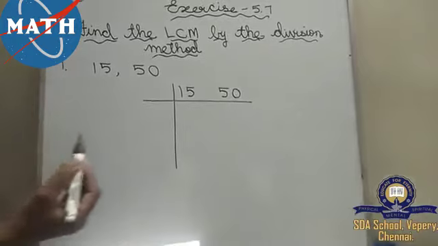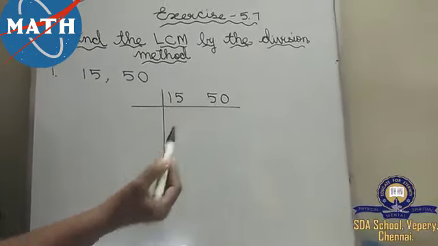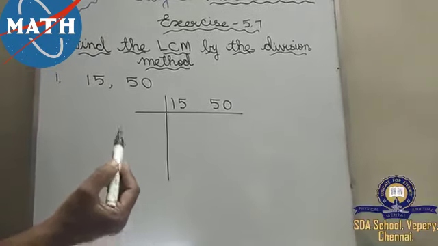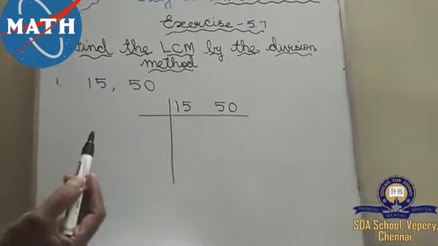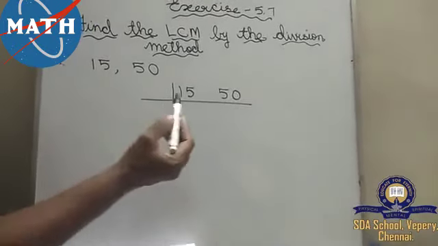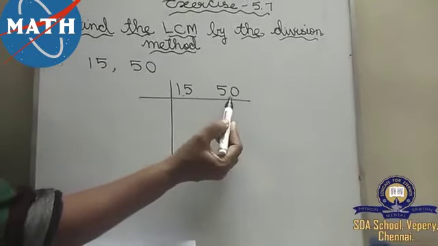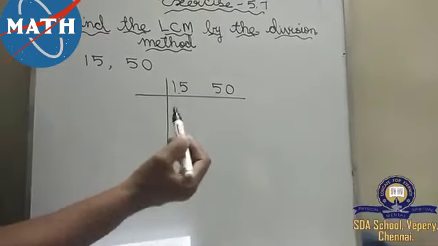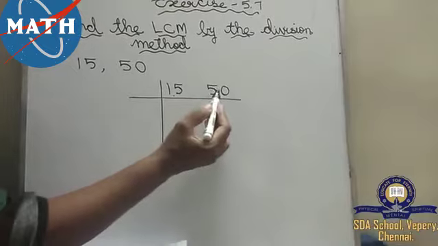See, in these two numbers you have to first find out which table 15 and 50 go in. You have to be careful to use 2, 3, 5, 7 like that only. Okay children? 15 goes in the 3 table also, but 50 doesn't go in the 3 table, isn't it, children? So what you have to do is see in which table both go.